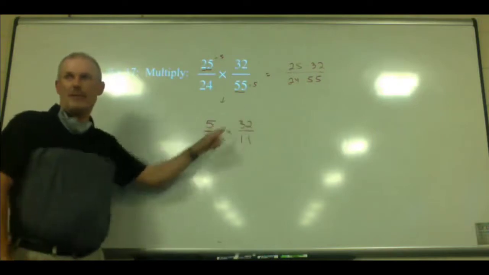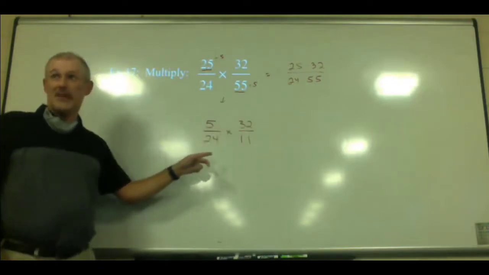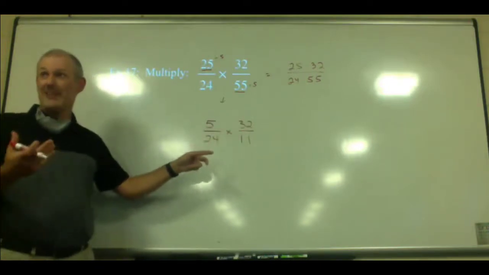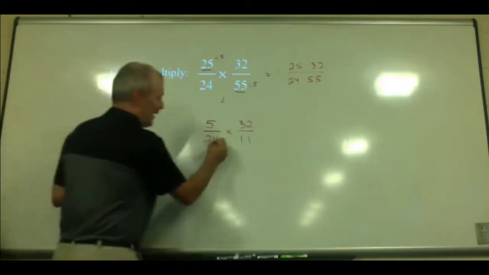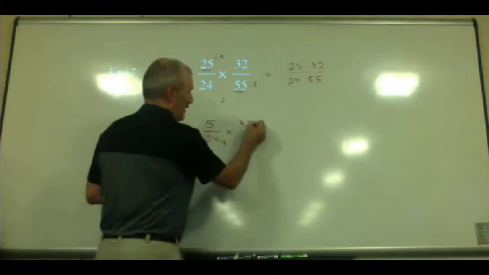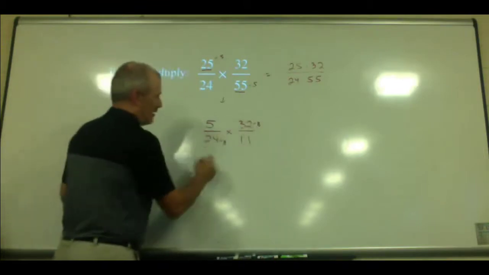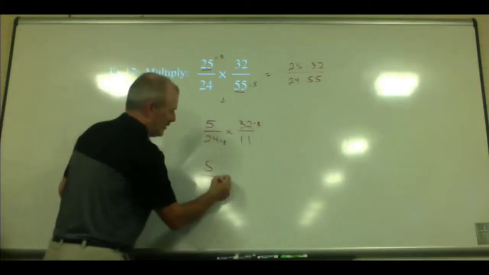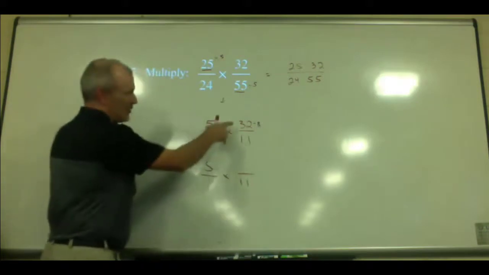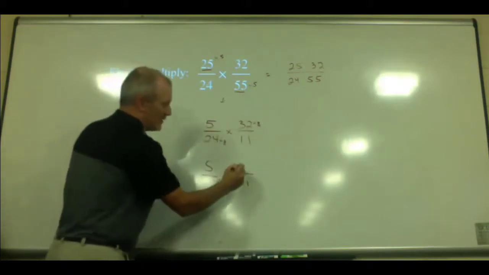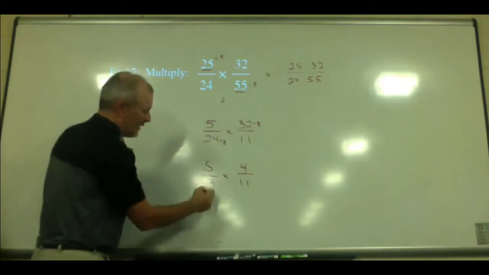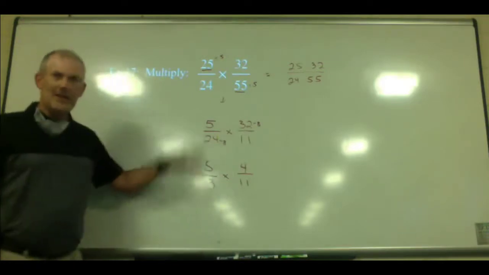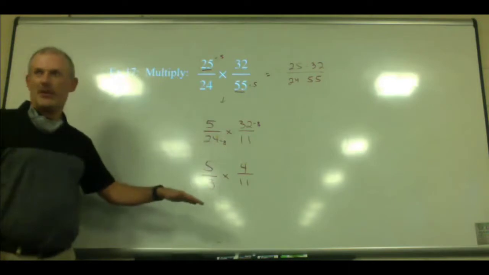Both of them. 8. Does that make sense? Now you could start with a 2, but 8 is the biggest number that we can divide by for both of those. So we're going to divide by 8 and divide by 8. And we're going to have 5 over, and we still leave 11. So 32 divided by 8 is 4. 24 divided by 8 is 3. Do we see anything else top to bottom that we can reduce by?